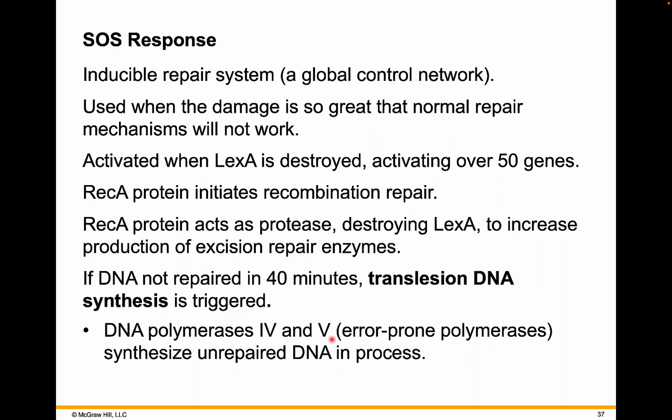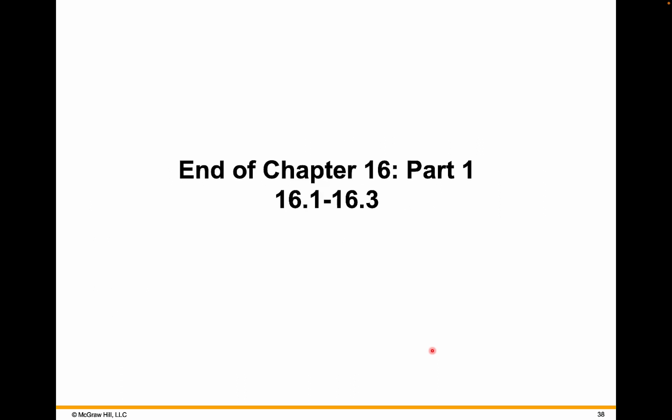Even if you have unrepaired DNA, they will just randomly put in many sequences and try to do that. This can lead to hypermutation. Sometimes this could be lethal and the organism may not survive, but sometimes it may survive. And not only can it survive, sometimes it can give rise to a drastic mutation, which can have many different types of implications as well. So this is the end of part 1 of chapter 16.